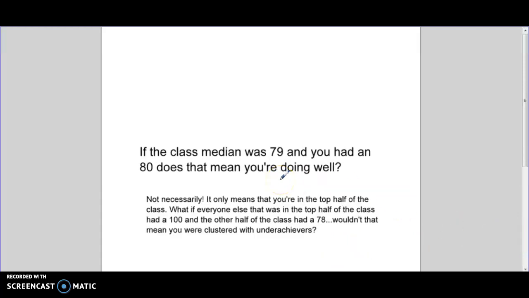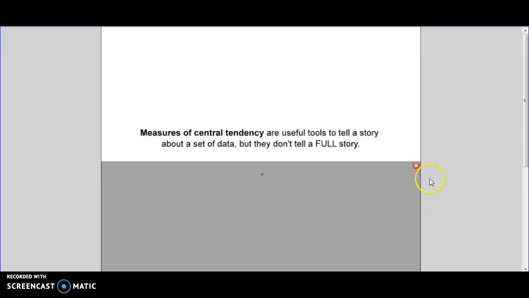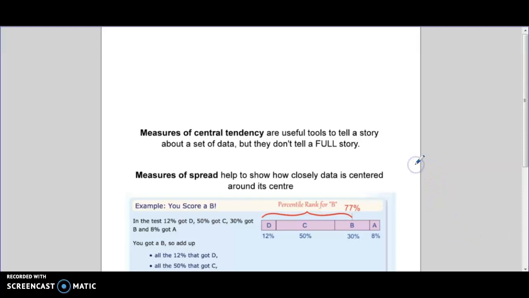So quickly, if the class median was 79 and you had an 80, does that mean you're doing well? Well, not necessarily. What if you had a 79 and everyone else in the top half of the class was around 100? That means you wouldn't be doing as well as you may have thought. So there are limitations to the median is what we're getting at. Measures of central tendency are useful tools.